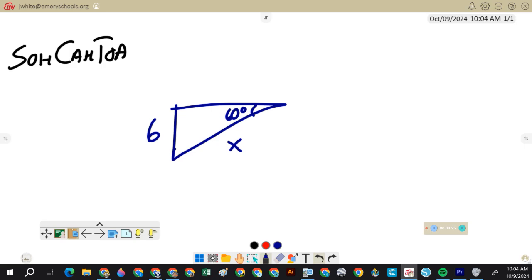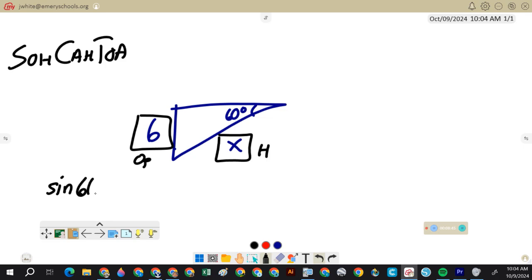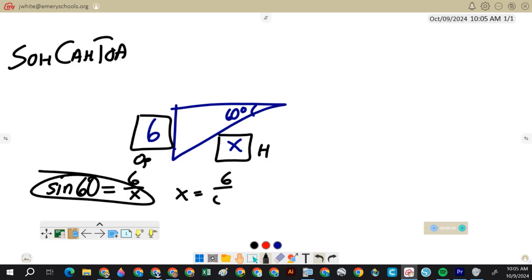Okay, which trig ratio do I have to pick? Well, what is the name of this side? Opposite. And what is the name of this side? Hypotenuse. Which ratio uses O and H? Sine. So the sine of 60 is O, which is 6, over H, which is X. Is that a multiply or a switch? So we switch places with those. X equals 6 over the sine of 60. And then I would just plug that in my calculator. Does that make sense?